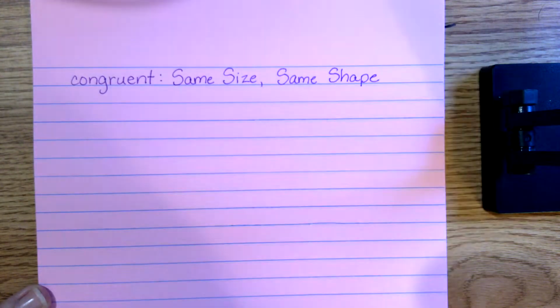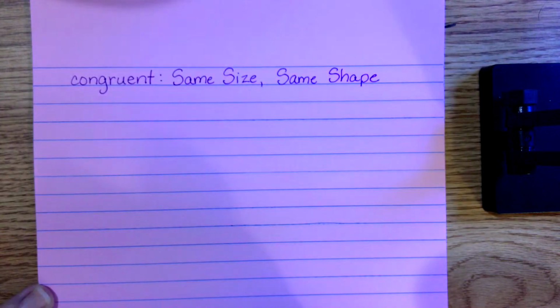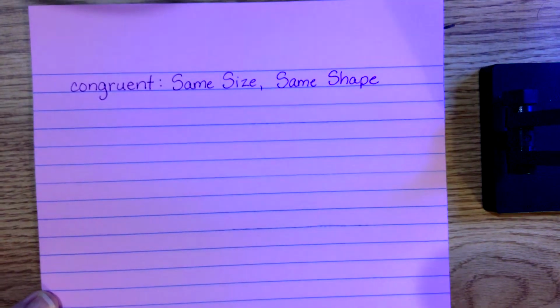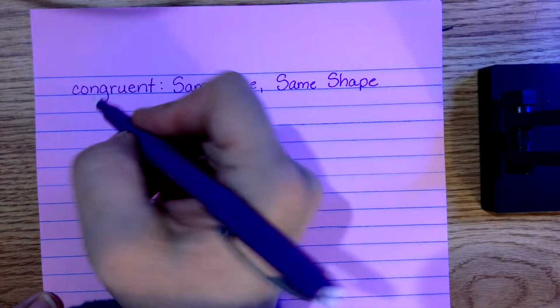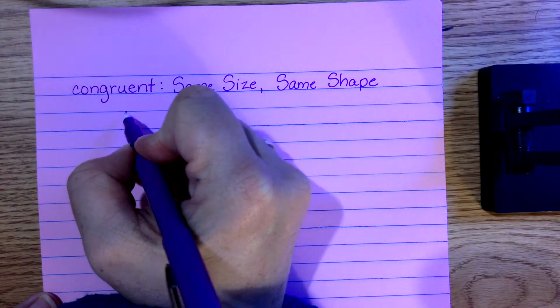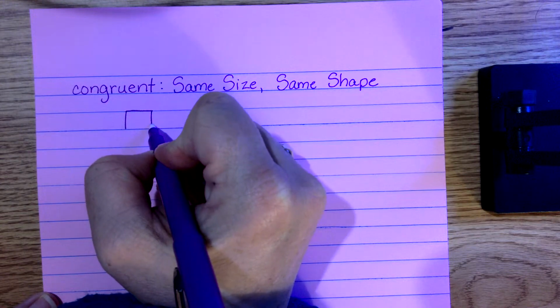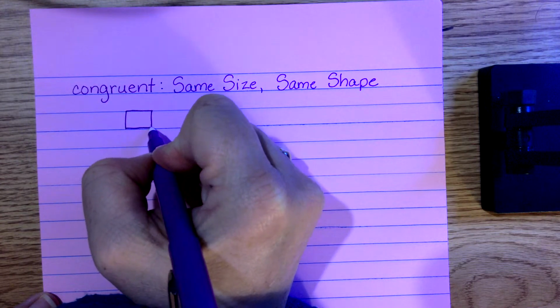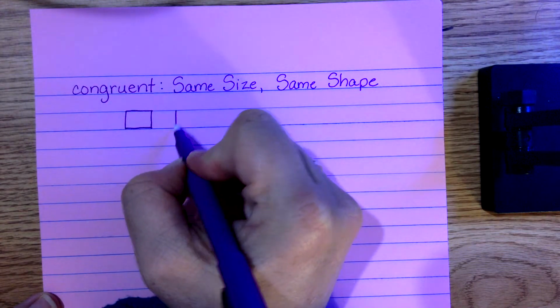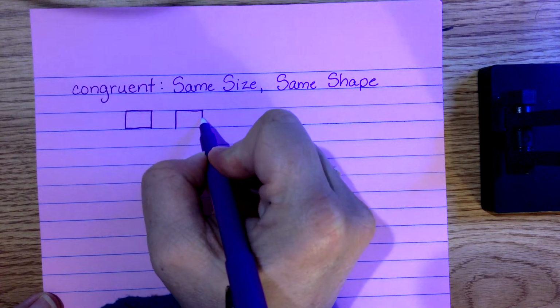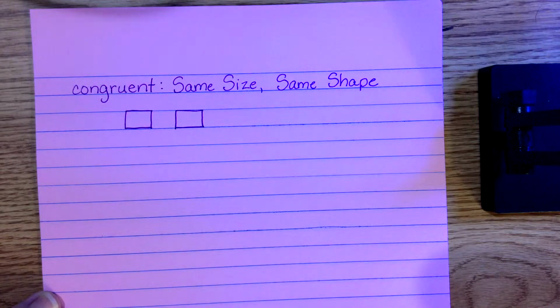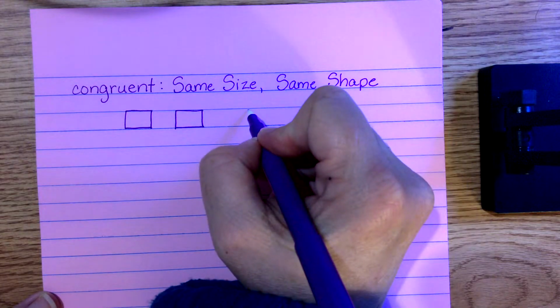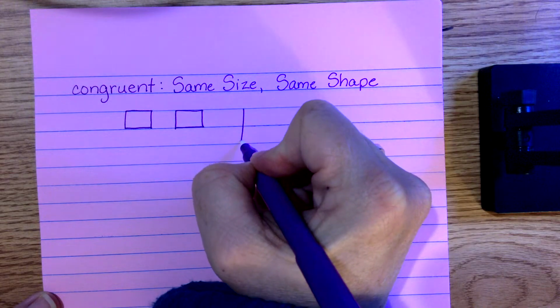So two figures that are congruent may be positioned differently, but they will still have the same size and the same shape. For instance, I'll give you a square. Again, pretend that my squares are perfect and that these are perfectly the same size squares. Same size, same shape. Let me give you a triangle. We'll do this kind of triangle right here.